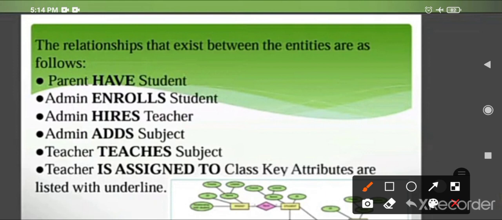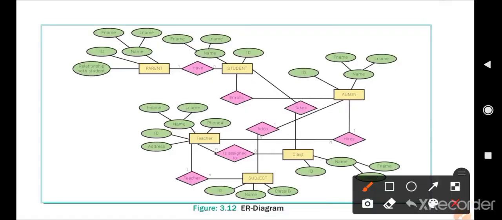The next one is admin adds subject. Teacher teaches the subject. Teacher is assigned to class. Key attributes are listed with underline. These are the main concepts in the following ER diagram model. This is the ER diagram for the school management system. For example, parent as an entity, student as an entity, admin as an entity, teacher as an entity, subject as an entity, then class as an entity.